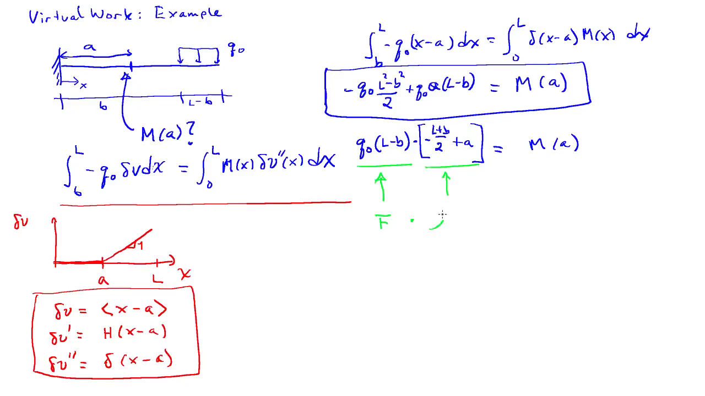So the lever arm here goes from the point a out to the centroid of my applied load, and then I have this force F here. So F is equal to Q naught times L minus b, and the lever arm is this distance here, a plus the distance to the centroid, which is the mean value of L plus b.